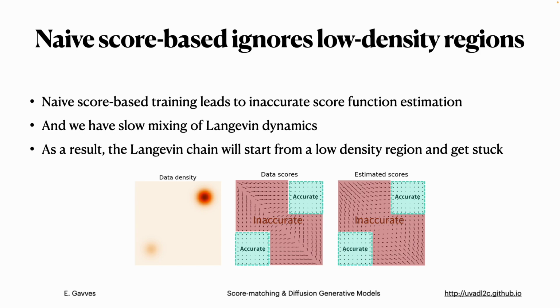And that was the problem originally. Score-based matching existed since 2004, and around 2015, 2016, the first generative models were proposed. However, they were not working that great. They were promising in a way, but they were not like what we see today. One of the big problems was that naive score-based models ignore low density regions. And we also have slow mixing, so you cannot really sample very well.